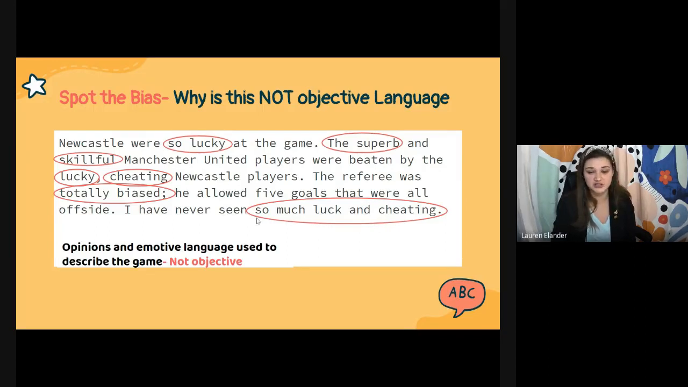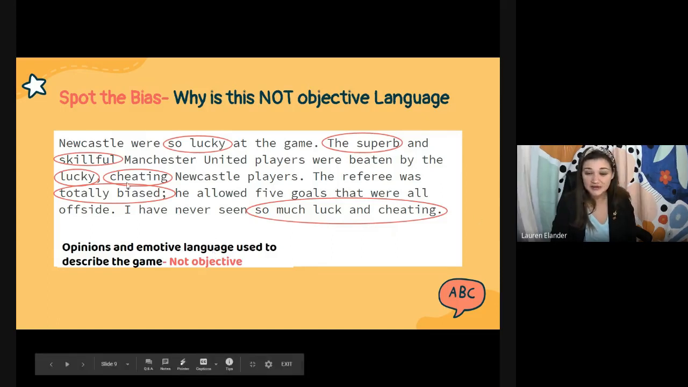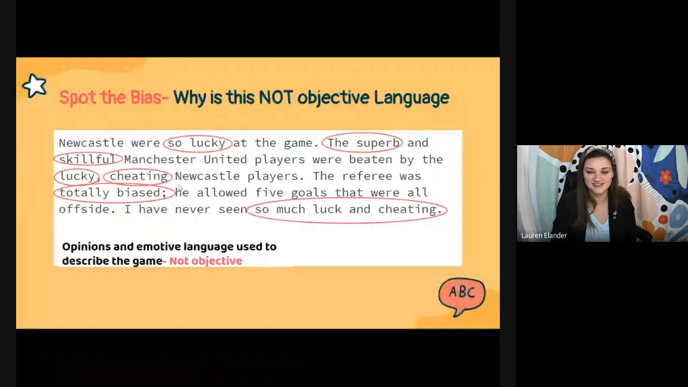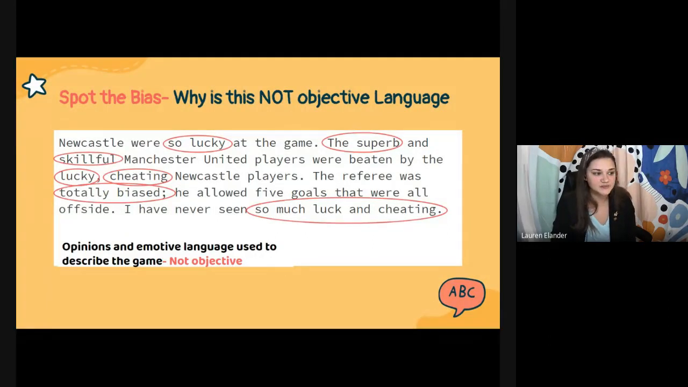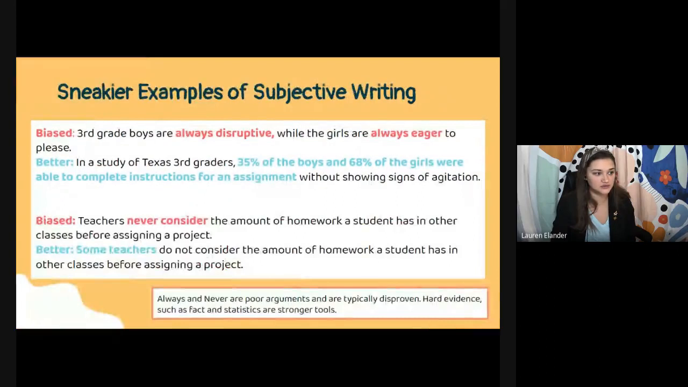You clearly understand who the writer, or the speaker, is on the side of, and that's not a clear or fair statement. This one's pretty obvious because the words are so strong and so anti-Newcastle. But let's look at some that are a little bit harder to see are subjective. So let's look at this biased, or subjective, statement.